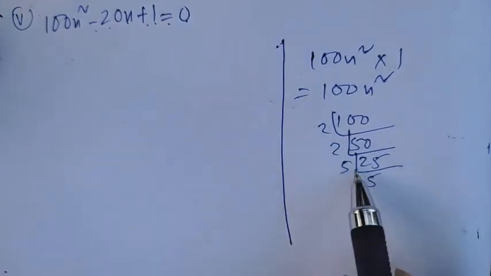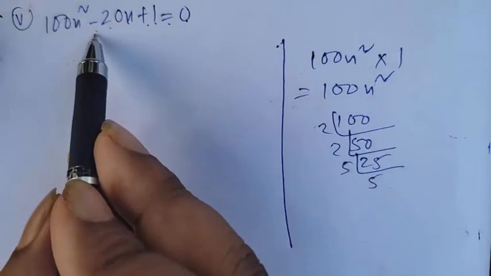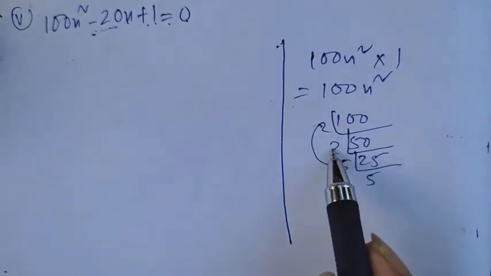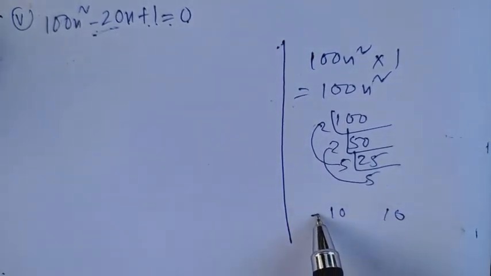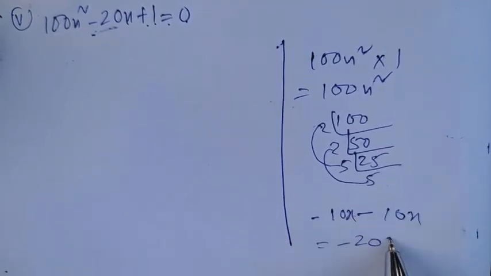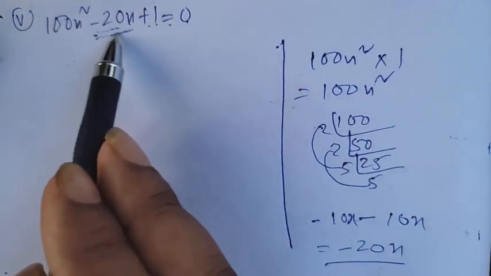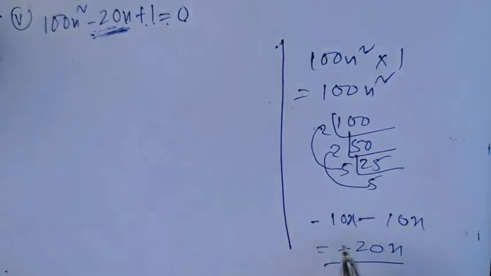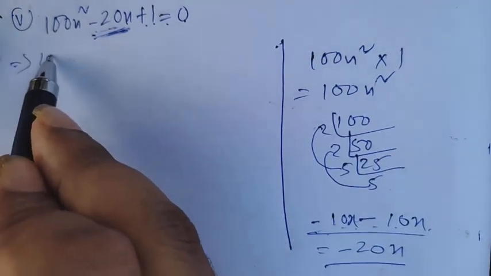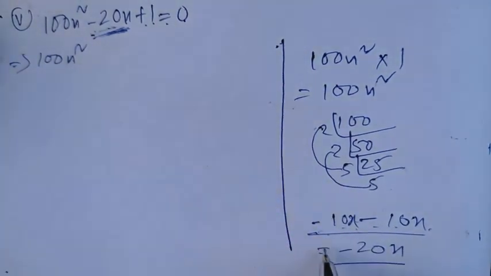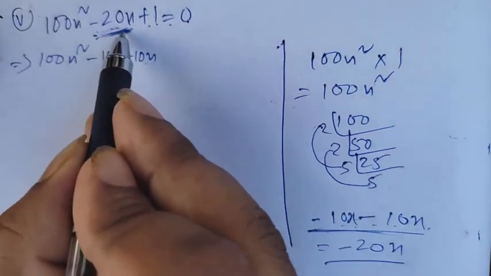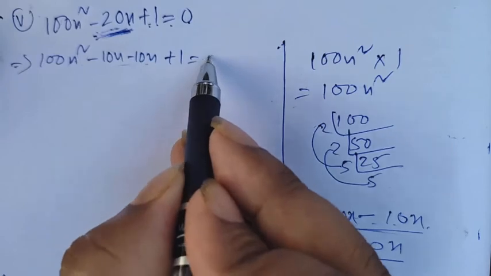Now we have to rearrange and combine these numbers to get minus 20. So how can we get it? 2 5s are 10 and again 2 5s are 10. Now minus 10 and minus 10 make minus 20, and if we put x here, then we get minus 20x. So in place of minus 20x we can put minus 10x minus 10x. So 100x squared, minus 10x minus 10x, put in place of minus 20x, plus 1 equals 0.